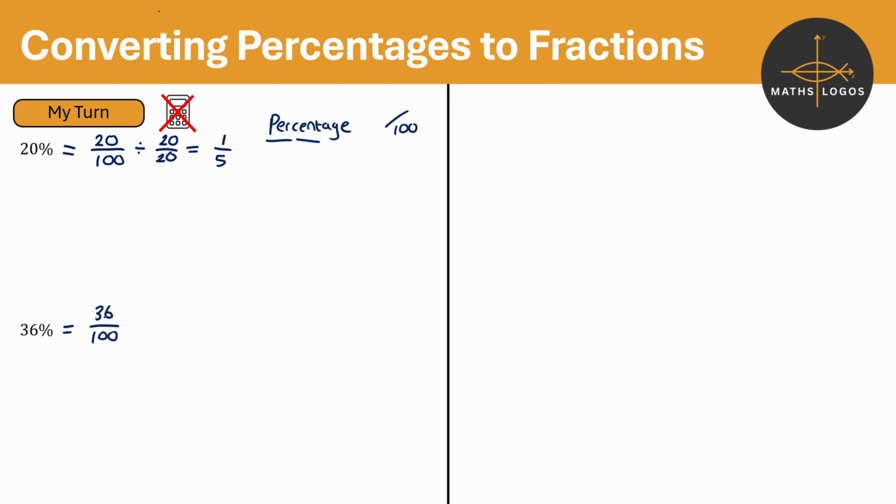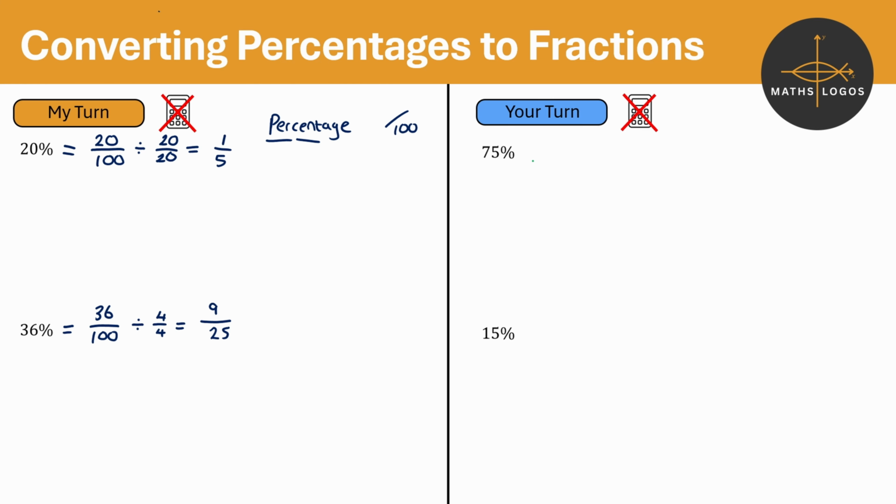Well, they're both divisible by 4. I'll divide through by 4 on the numerator and denominator. 36 divided by 4 is 9, and 100 divided by 4 is 25. So 36% is 9/25 as a simplified fraction. Pause the video and give these 2 questions a go and leave your answer as fractions in their simplest form.